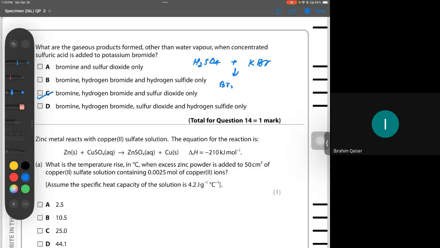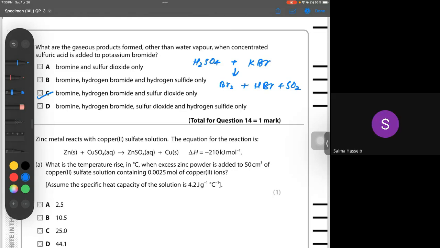Bromine is formed along with HBr and along with sulfur dioxide. Sulfuric acid is acting as an oxidizing agent over there. That's the reason sulfuric acid is itself reduced into sulfur dioxide.